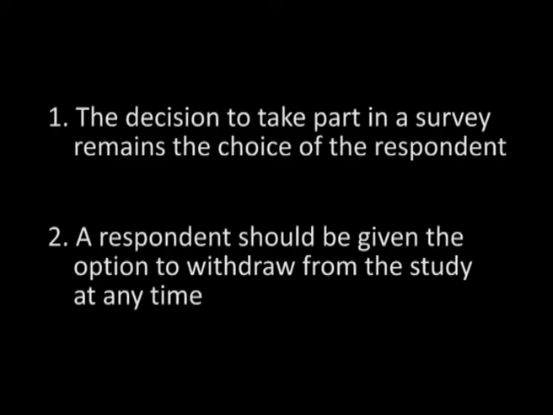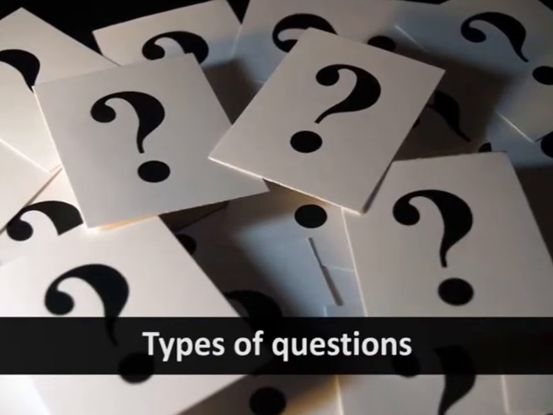Respondents should be given the assurance that their responses will remain anonymous and that the information they provide will be treated as confidential at all times. Types of questions. The types of questions to be asked are directly related to the information the researcher requires. A questionnaire usually consists of a combination of the following types of questions.